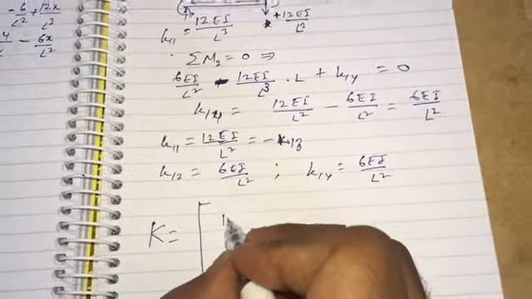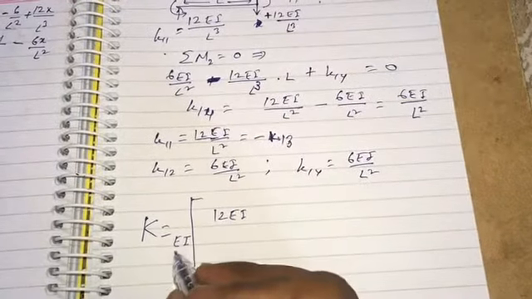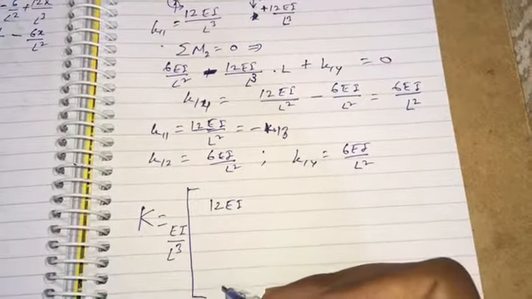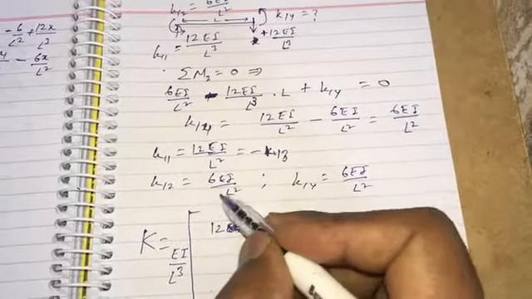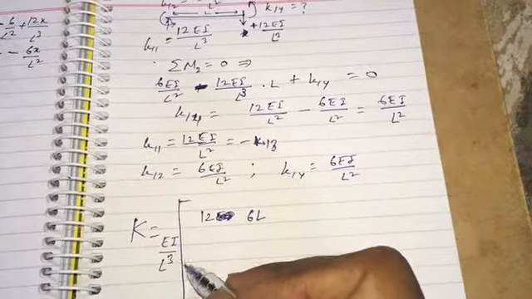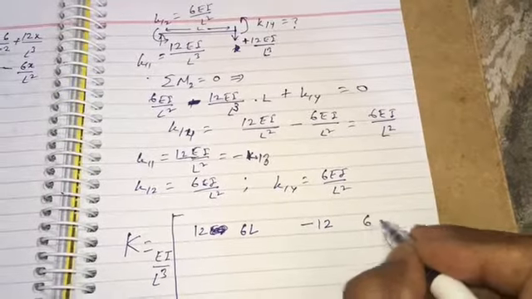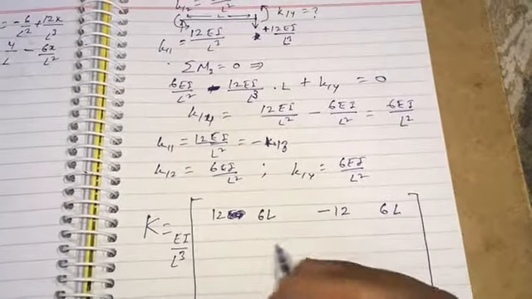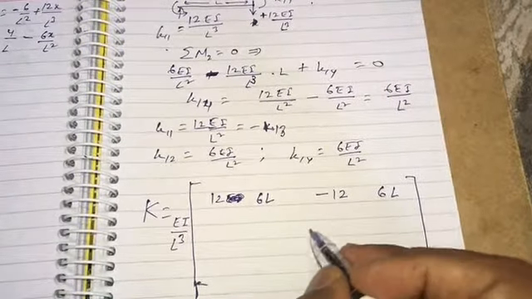The first will be 12EI, so let's write EI over L cube outside. So what we get here is, the first one becomes 12, okay, the second term is this. So the second term will be 6L, so that you multiply with this, you get 6EI over L square. Third term is minus 12, and the fourth term is again 6L. So we get this term. Now remember, this has to be symmetric.